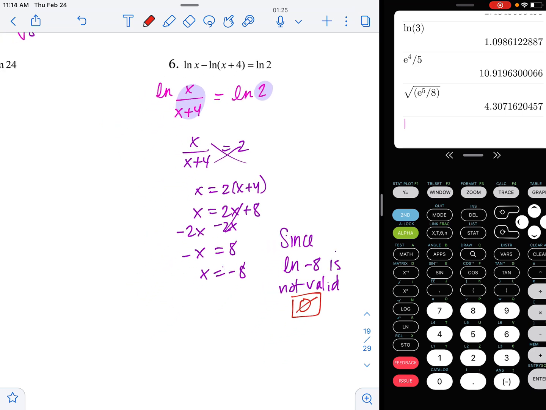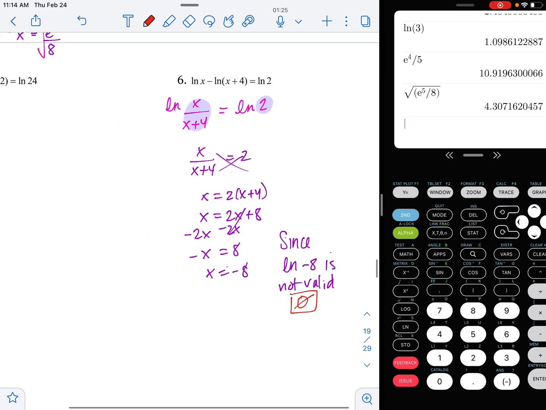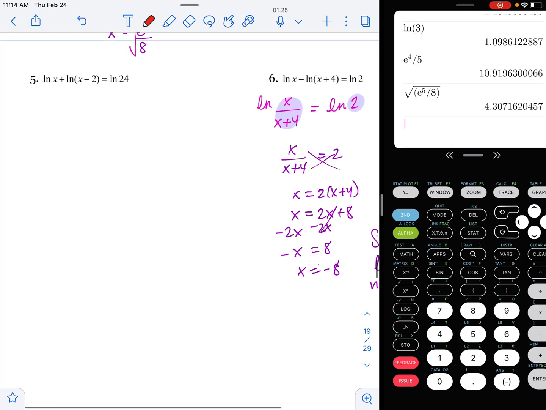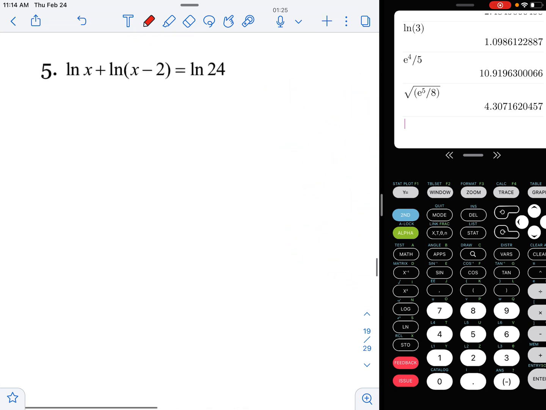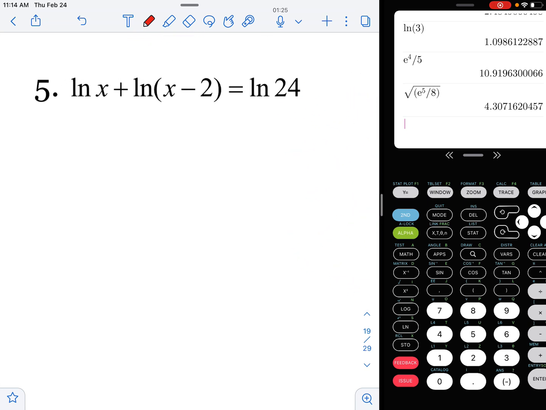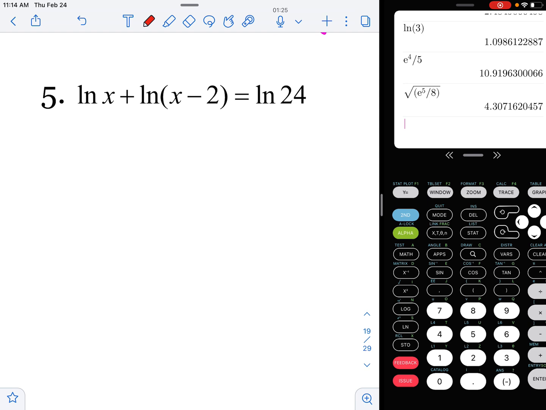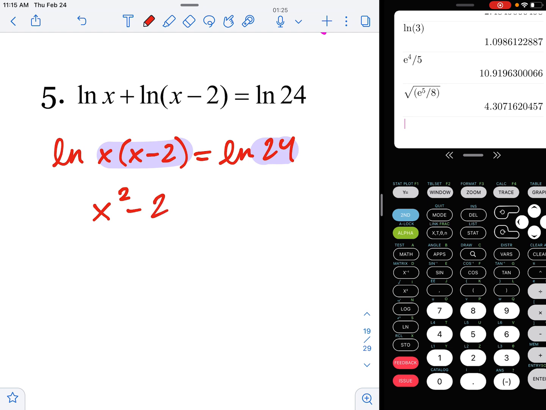Okay, let's look at our last example. We'll do number 6, and then we'll be done, and you guys can get started on your homework. Here we're going to do the same thing. We want to combine our ln's, in this case with multiplication. So we'll have ln of x times x minus 2 equals ln of 24. And whoa, check that out. ln equals ln. We can get rid of the ln's. So we're just going to have x squared minus 2x equals 24.